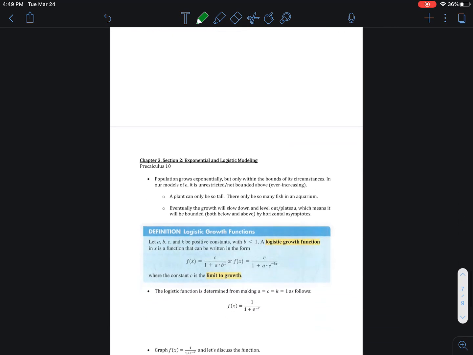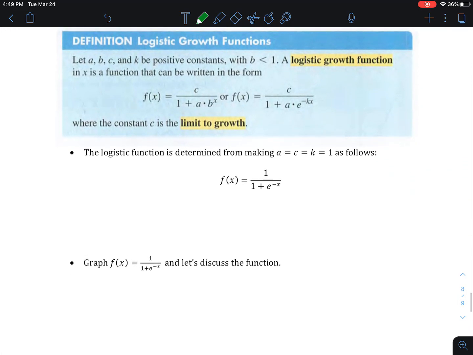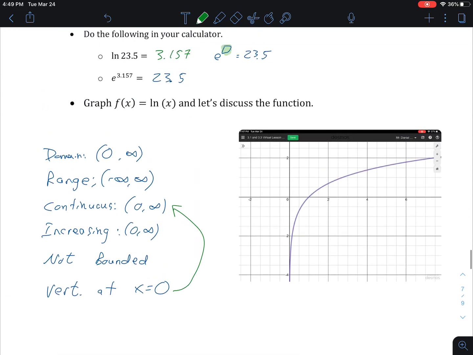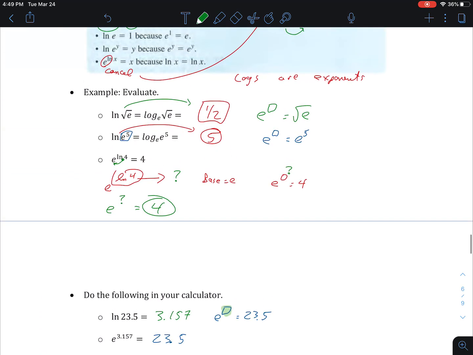Okay, so that's the end of that. I'll stop there. On the bottom of these, I just talked about logistic modeling for exponential functions, and that's really talking more about this function, which we have some cool facts about. But for right now, I think that's where we're going to end. The key is being able to switch back and forth between logs and exponents and understanding that they are inverses.